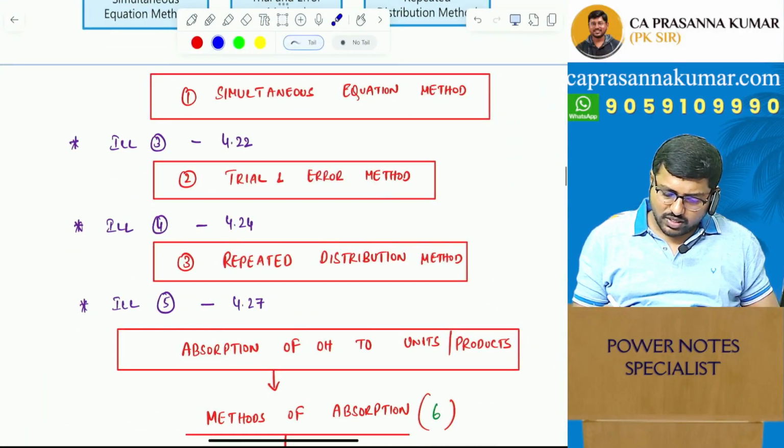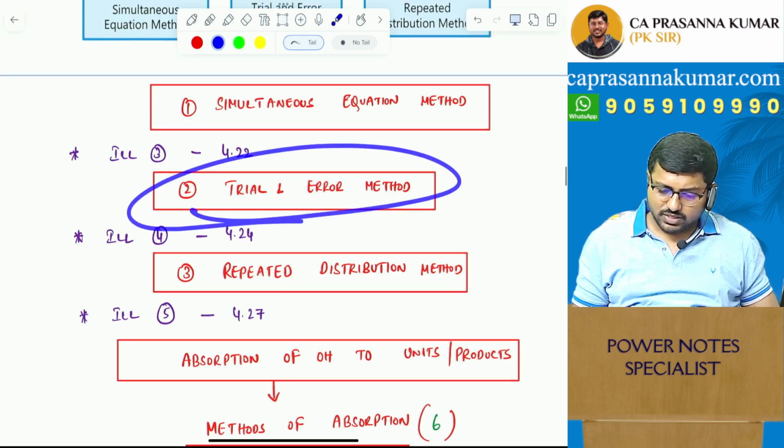Moving on to next one. What is the next one? You've got trial and error method. Okay, that also will do. What is there?